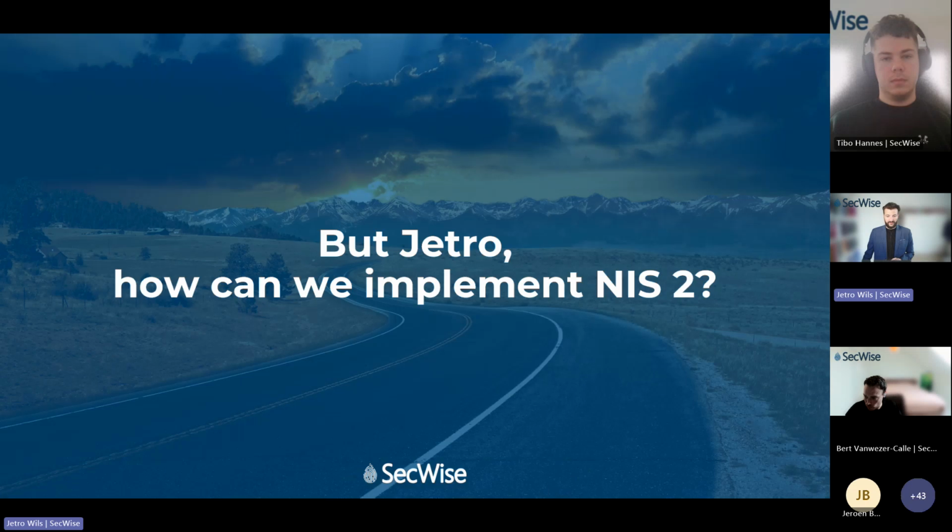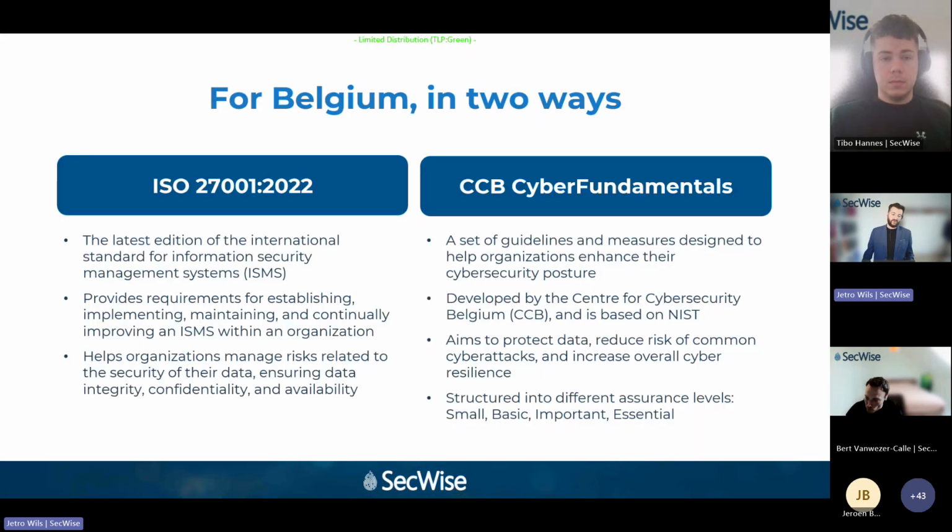All right. Now you say, Yetro, but wait a minute, how can we implement NIS2? It's great to know what and why, and it's nice to see there is a methodology, but how can we implement it? And so for that in Belgium, there are two ways to do this. Either you go with the ISO 27001 route, or you go for the Cyber Fundamentals framework of the CCB. And so either one is good.